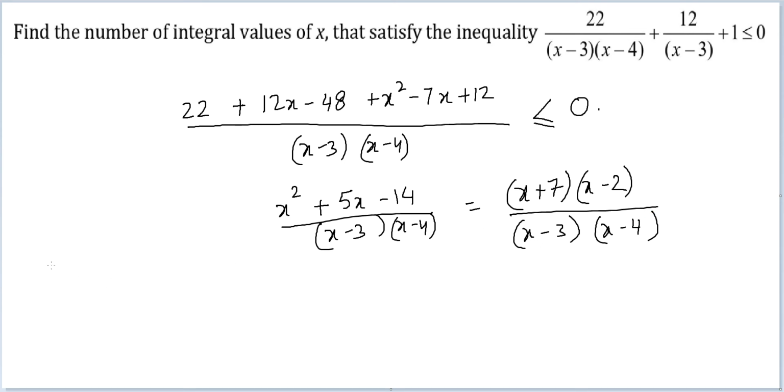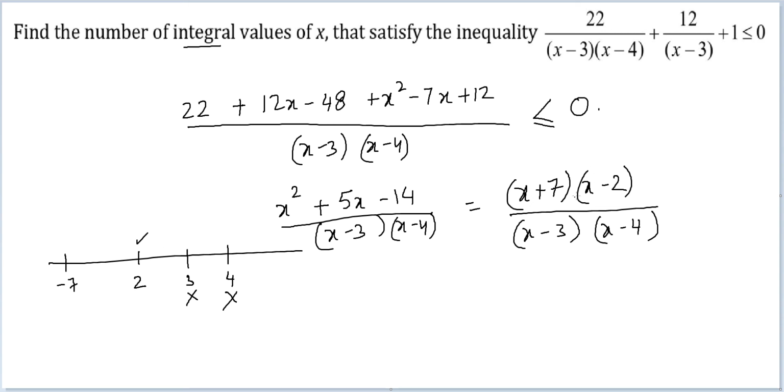Okay, so on a graph, the critical points will be 4, 3, 2, and minus 7. 3 cannot be taken because then this would become an undefined function. 4 cannot be taken, then it would become an undefined function. Less than 3, let me take it at 2 because I'm only looking for integral values. If it is 2, it would become 0, so this is counted.